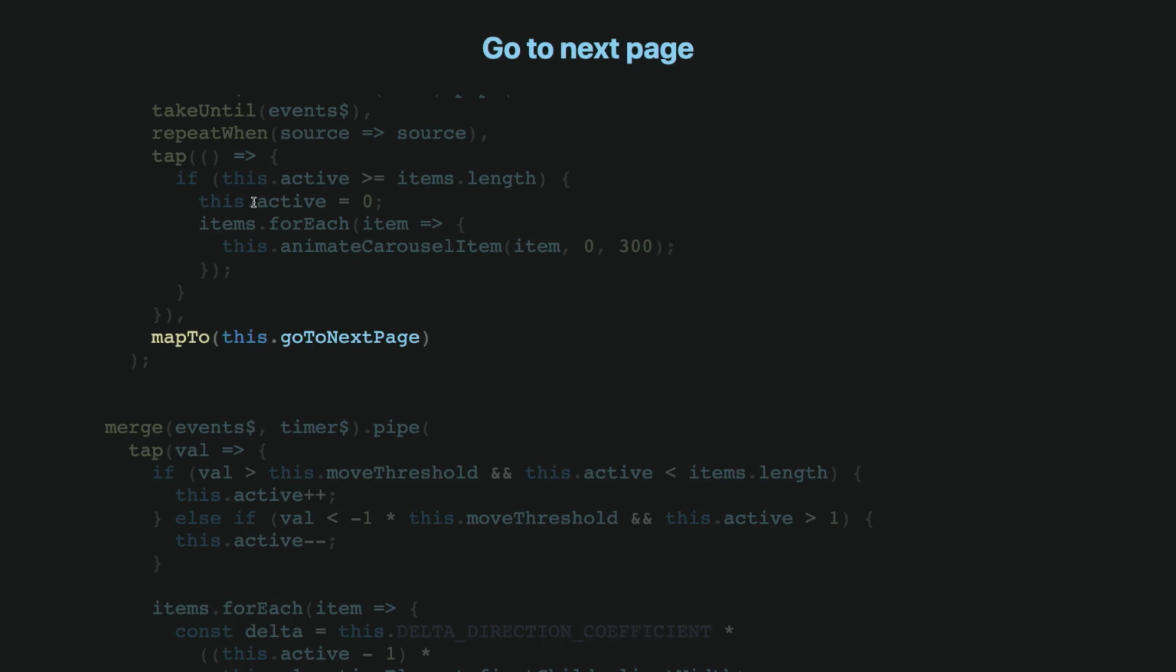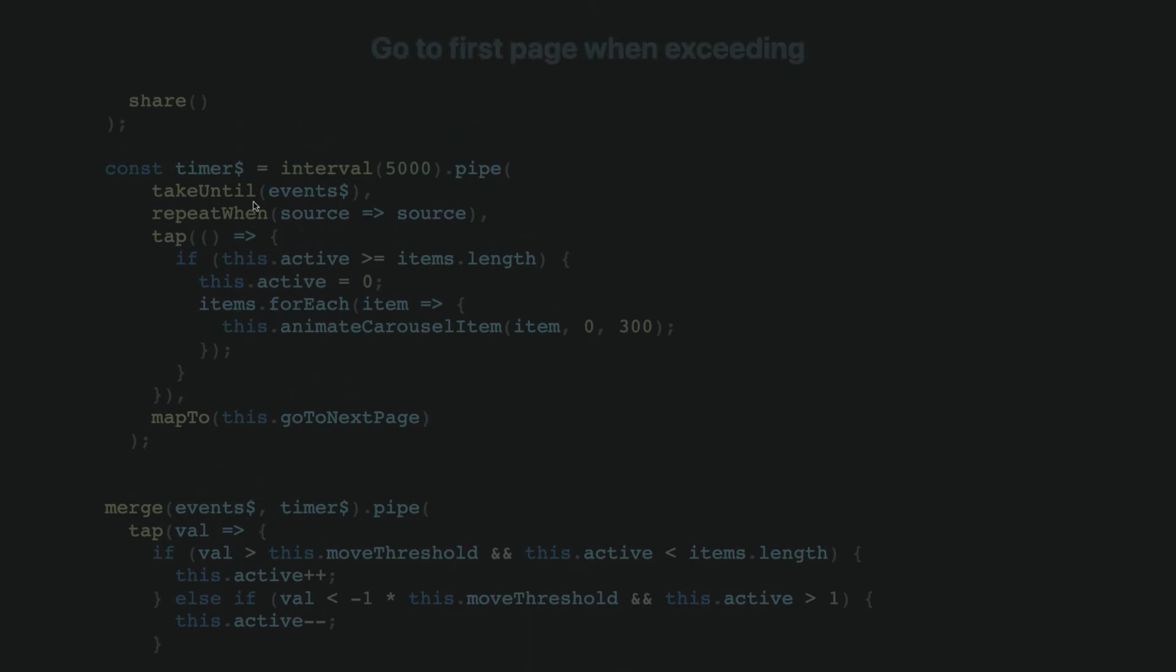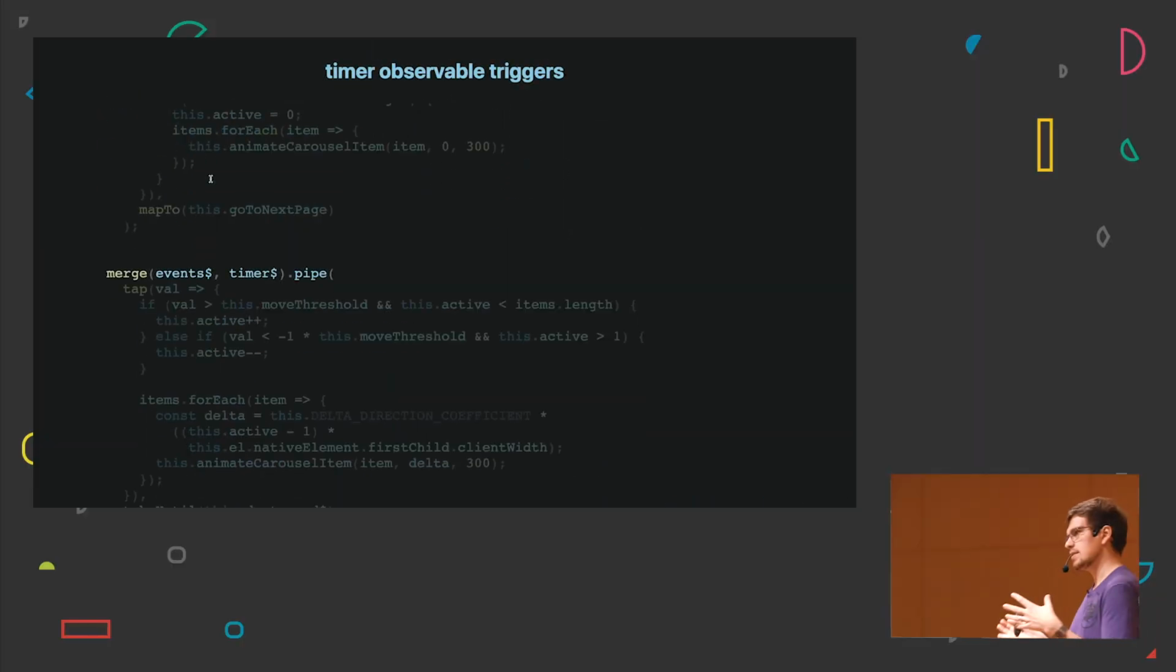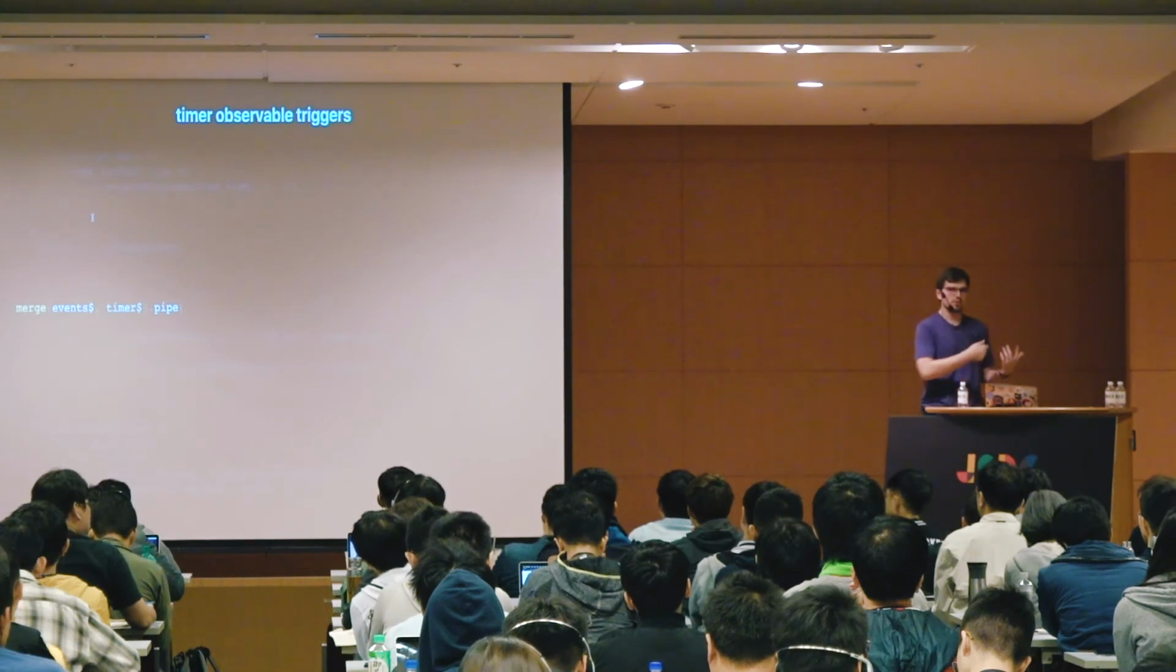Afterwards, we would be good to go by just applying the mapTo and go to the next page. But because I wanted it to work in a way that it goes back to the first slide, I added this tap operator, which is again just for side effects here. So I'm just saying, okay, go to the next page instead. And we are merging this timer observable together with our events observable. As soon as one of those emits a value, we trigger our animation to the next slide or the slide before. And that's it. Amazing, right?